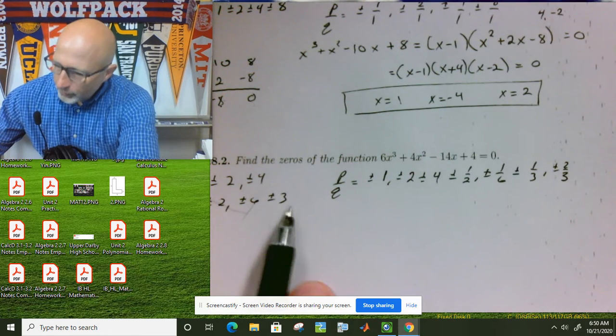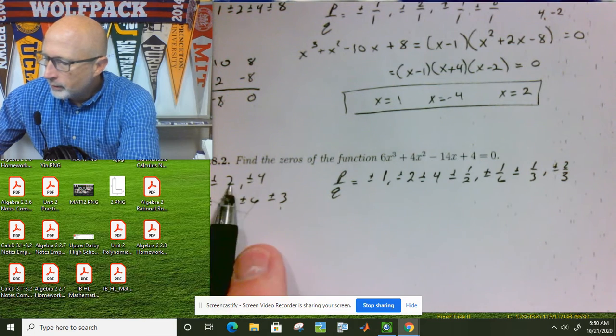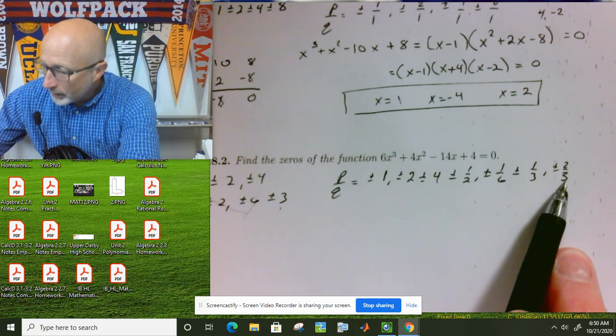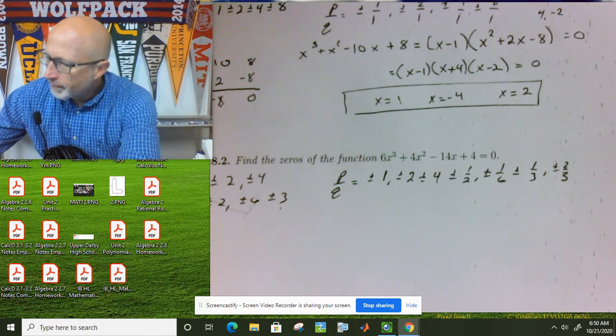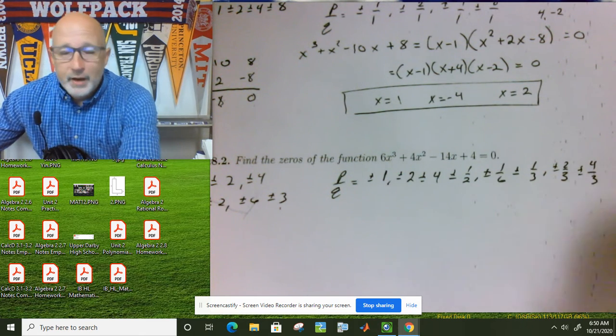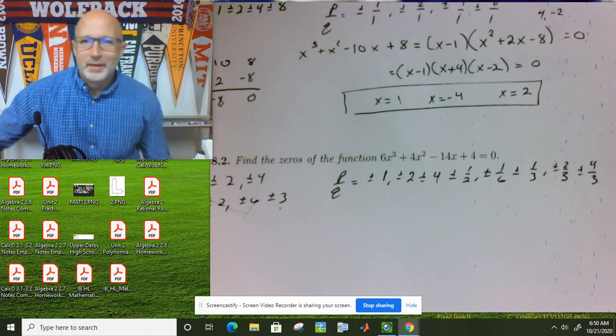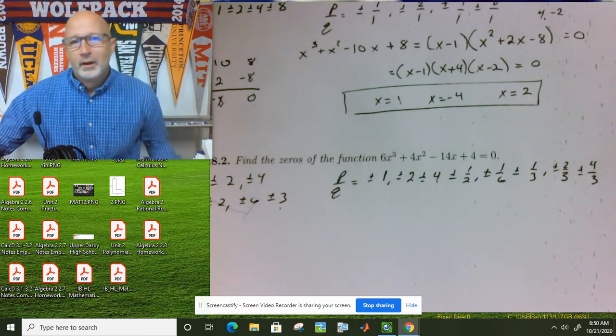And then I have to do the 3. So I have 1 over 3, which is 1/3 I've already been given, 2 over 3, which I've already been given, and then I have 4 over 3. So plus or minus 4/3. So now we just have to check every single one of these. Now you can see why this is the awful part in this, right?